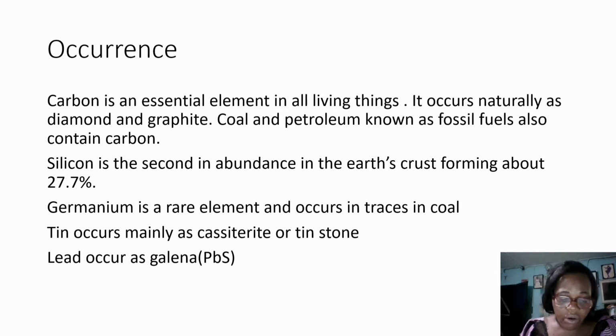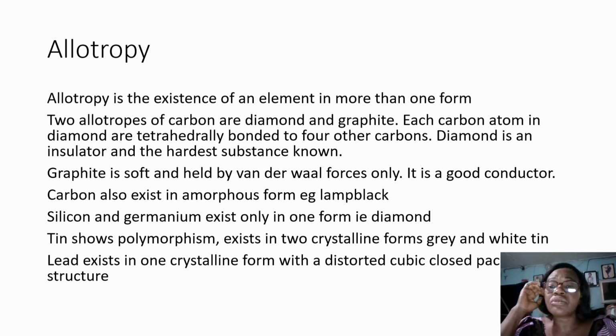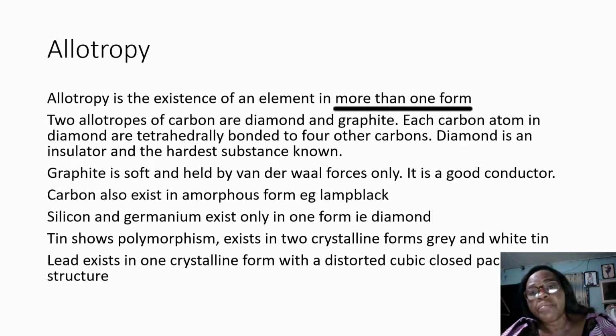So we have seen their occurrence. Let us look at allotropy. As I said, carbon has two main allotropes, graphite and diamond. Then we have the amorphous forms of carbon. What is allotropy? Allotropy is the existence of an element in more than one form. When an element exists in more than one form, it can exist in this form, and it can also exist in another form. We take carbon as an example. Carbon has two allotropes. That is, carbon can exist as diamond. It can also exist as graphite.